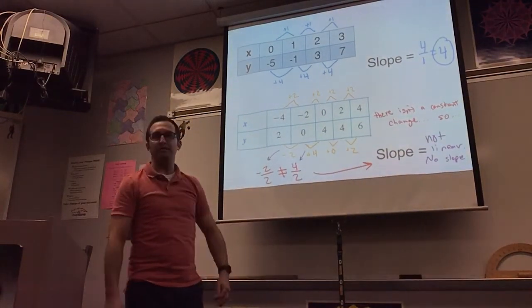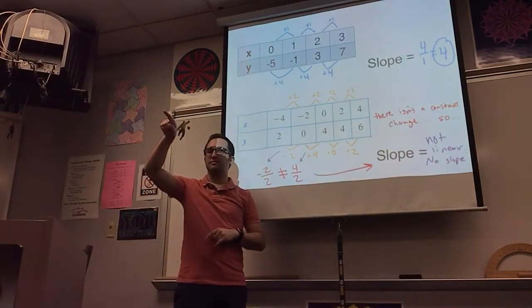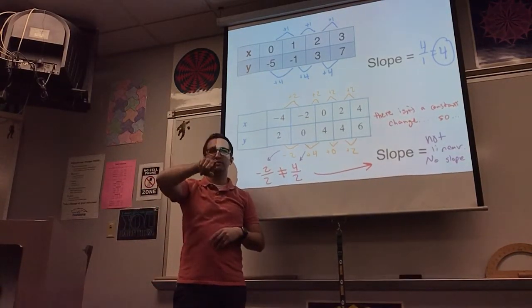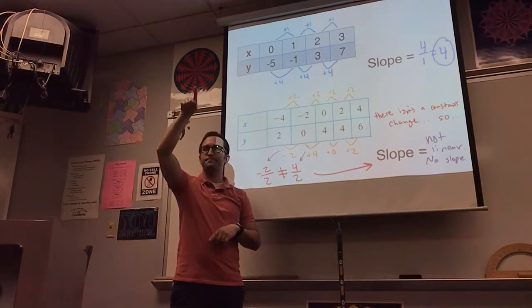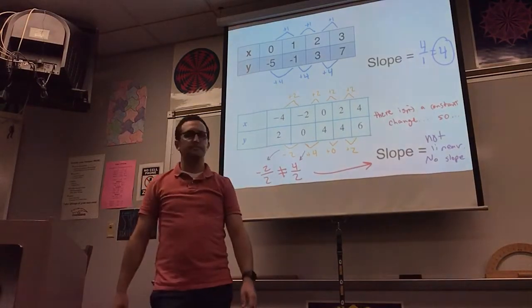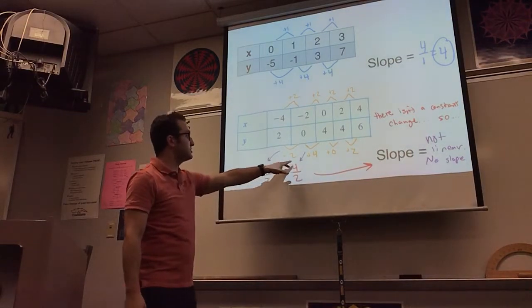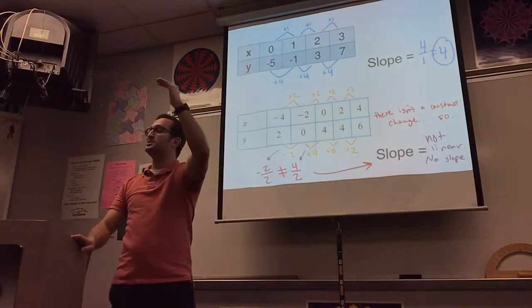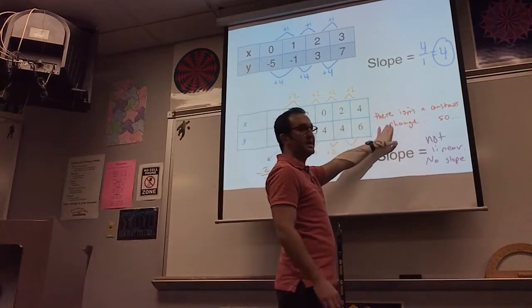What we'll find out about this is if you look at the y values, it actually looks like this. This graph goes like that. Okay? It's called a parabola. But this particular graph does not have a constant change. Remember, change in y over change in x? But it doesn't have a constant change.